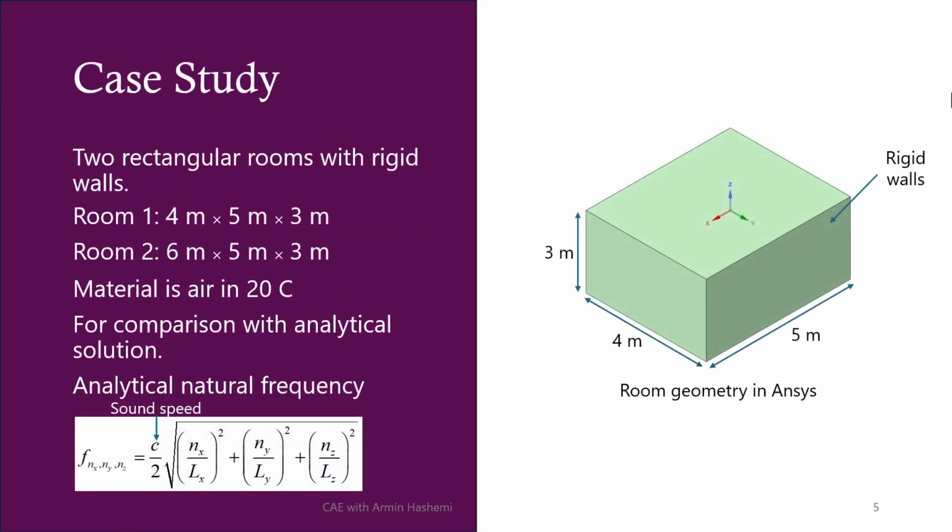In this video, we will use two rectangular rooms because it's easy to validate the results using analytical formula. The first room has a length of 4 meters, a width of 5 meters, and a height of 3 meters. The second room has the same width and height, but a length of 6 meters. All walls are assumed to be perfectly rigid, with no acoustic absorption. In a room with rigid walls, the natural frequency depends only on the speed of sound and the room dimensions.